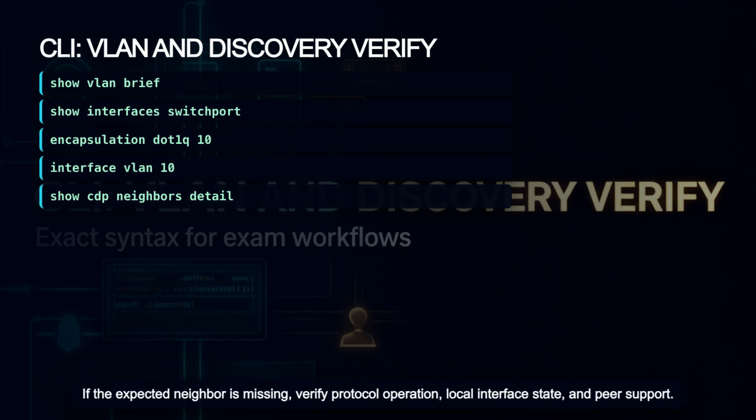If the expected neighbor is missing, verify protocol operation, local interface state, and peer support. Do not replace proper inventory or routing verification with a discovery protocol assumption.